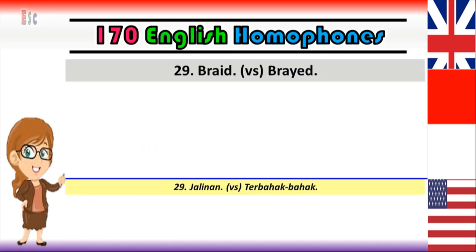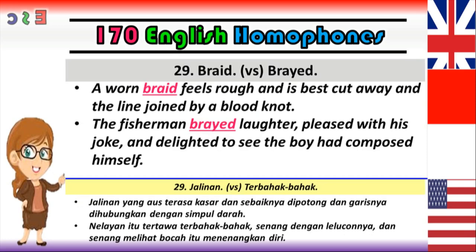29. Braid versus brayed. Examples. A worn braid feels rough and is best cut away, and a line joined by a blunt knot. The fisherman brayed laughter, pleased with his joke and delighted to see the boy had composed himself.